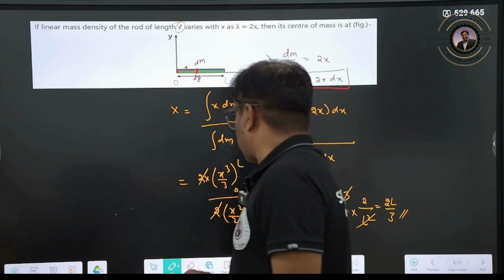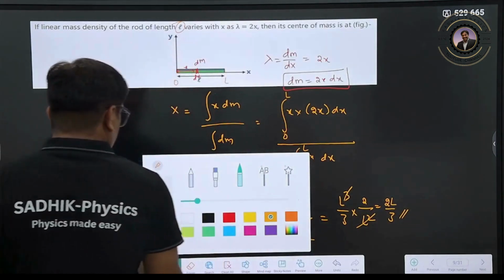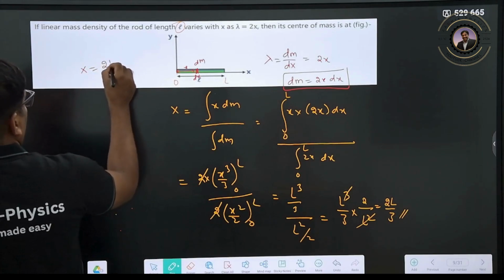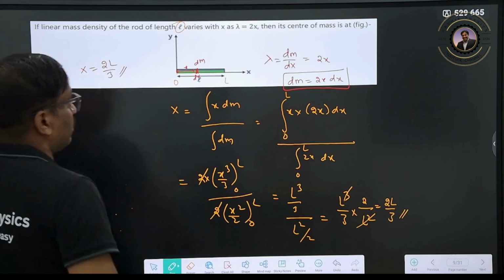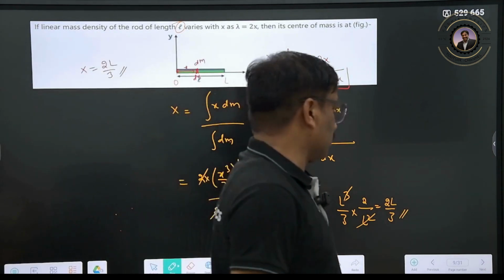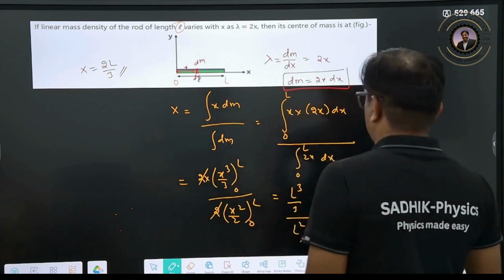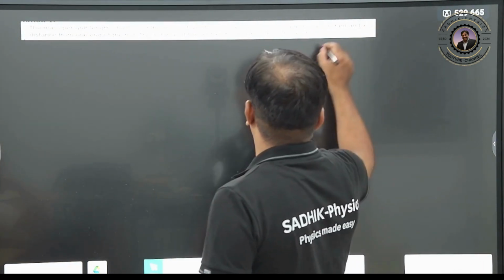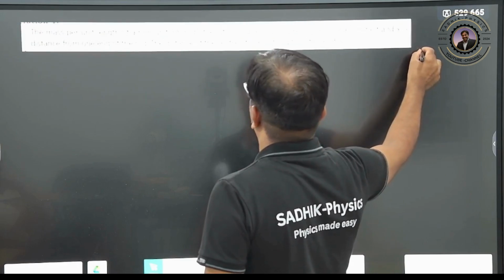What is the center of mass? We got it. Therefore from here, x is equal to 2L by 3. Clear? In this way you can solve the problems very easily. Same type of question, but a slight variation is given.